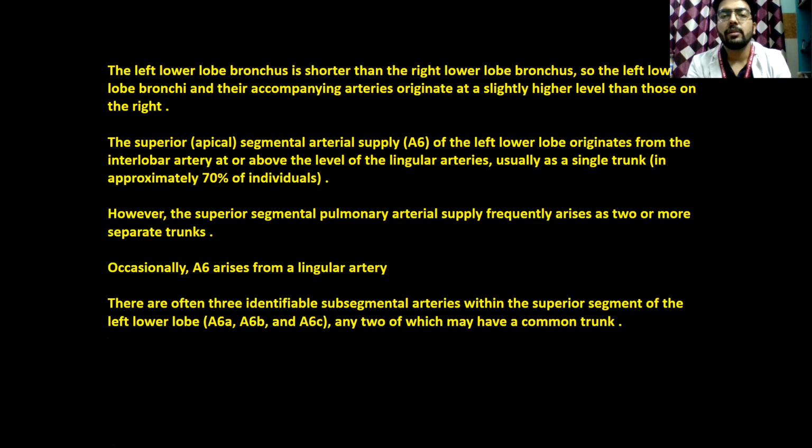However, the superior segmental pulmonary arterial supply frequently arises as two or more separate trunks. Occasionally, A6 arises from a lingular artery. There are often three identifiable subsegmental arteries within the superior segment of the lower lobe, any two of which may have a common trunk.